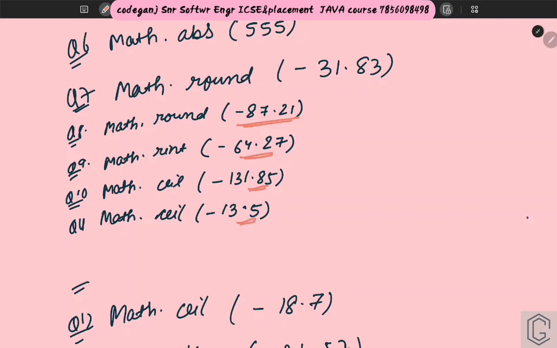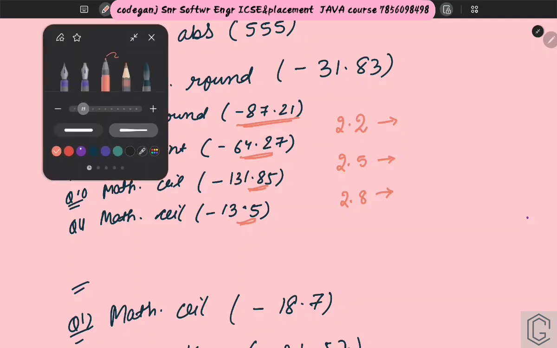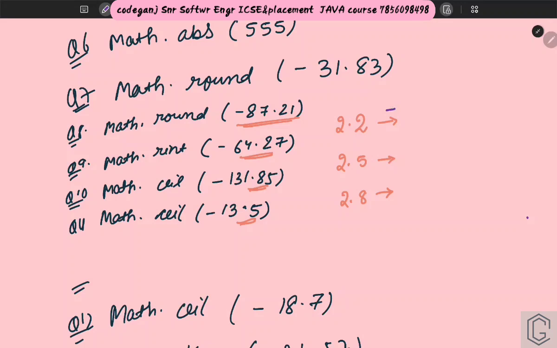Okay, so let me give you certain examples here. Suppose we have 2.2, then you have 2.5, then you have 2.8. What Java will do is add 0.5 to the number.